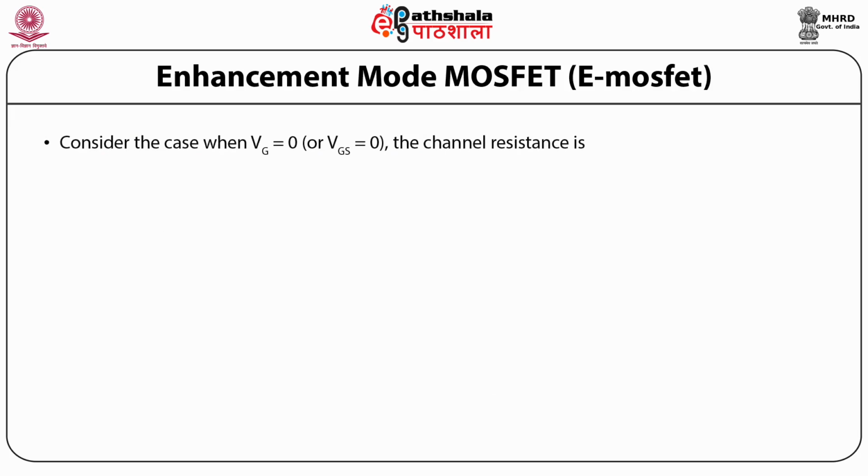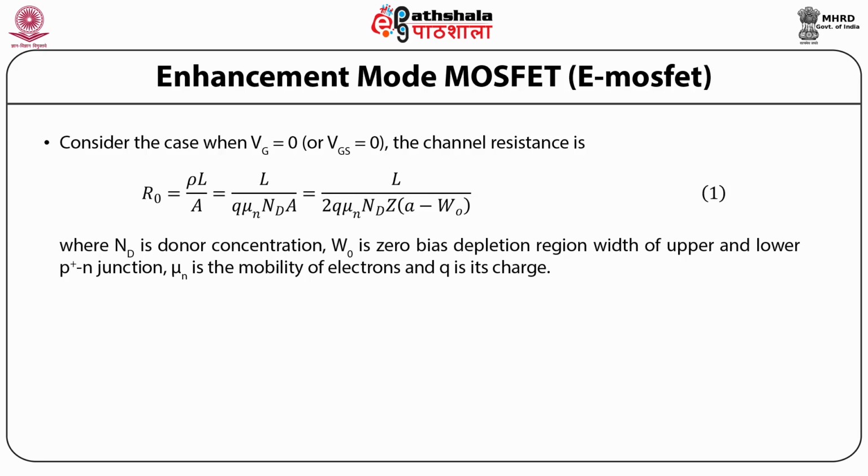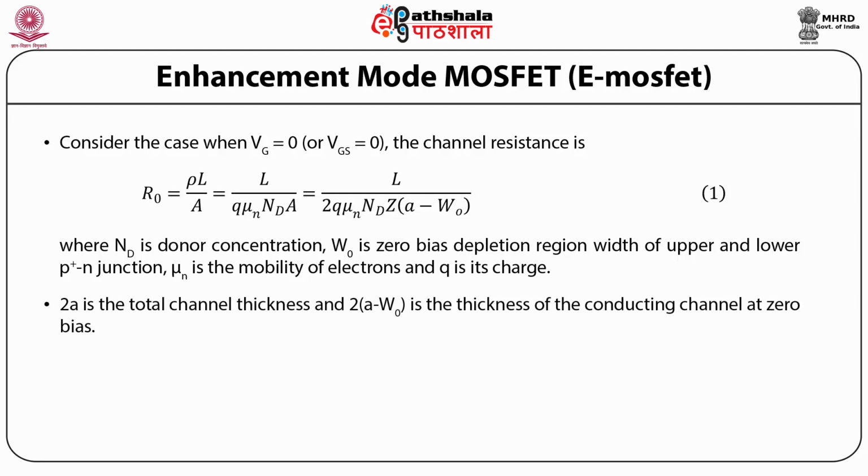Now consider the case when Vg equal to 0, or we can say Vgs equal to 0. The channel resistance is R0 equal to rho L by A equal to L by q mu n Nd A, equal to L by 2q mu n Nd Z multiplied by (a minus W0), where Nd is the donor concentration, W0 is the zero bias depletion region width of the upper and lower P plus N junction, mu n is the mobility of electrons, q is its charge, and 2a is the total channel thickness, and 2a minus 2W0 is the thickness of the conducting channel at zero bias.